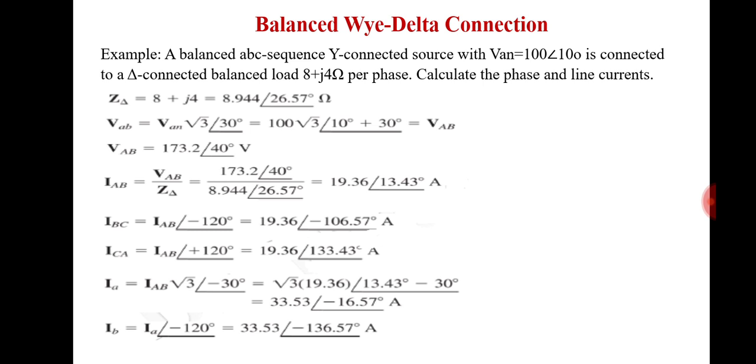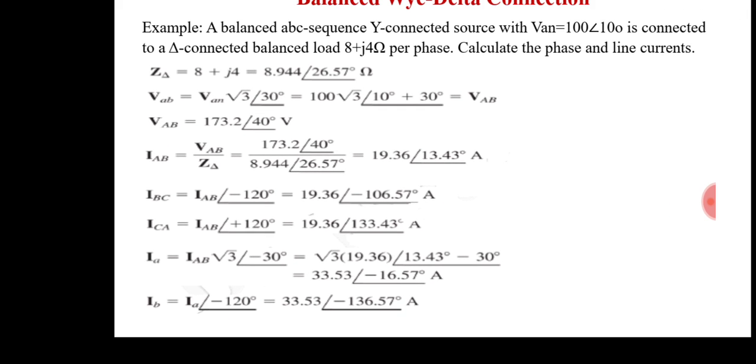Now an example of balanced star delta connection. A balanced ABC sequence star connected source with VAN equal to 110 angle 10 degree is connected to a delta connected balanced load of 8 plus j4 ohm per phase. Calculate the phase and line current. Here VAN is given as 110 angle 10 degree, and the impedance is 8 plus j4 ohm per phase.